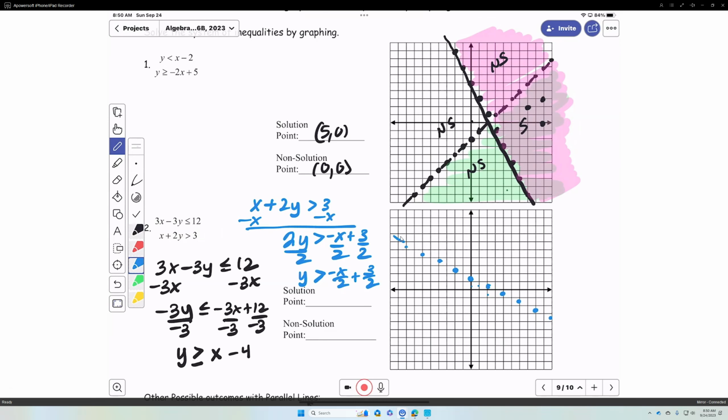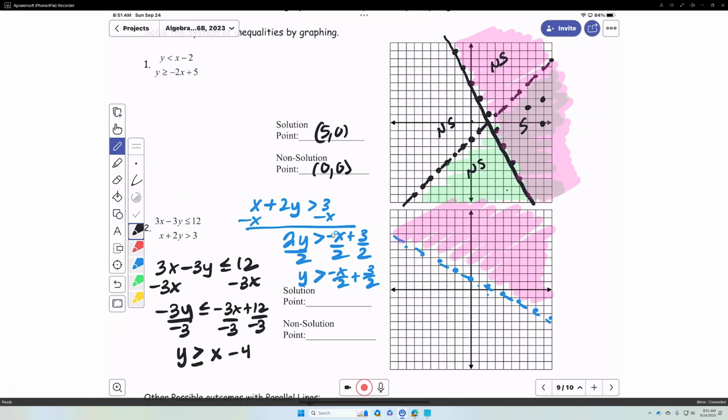Connect the points. In this case, our boundary is hyphenated or it's broken because none of the answers can be on that. So now it says greater than. So we have to shade above. So we shade above. Now we need to graph the other inequality.